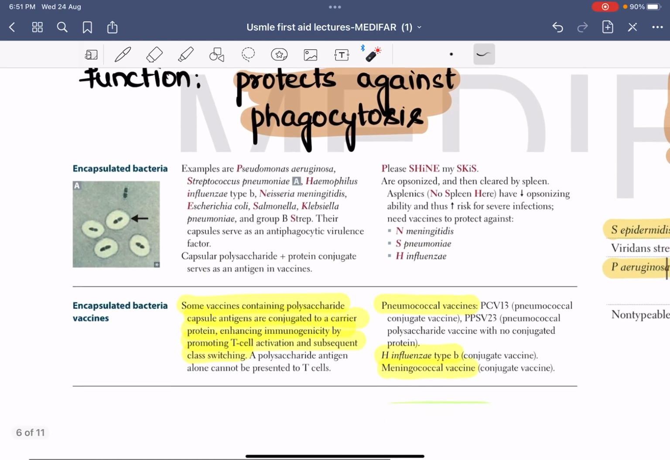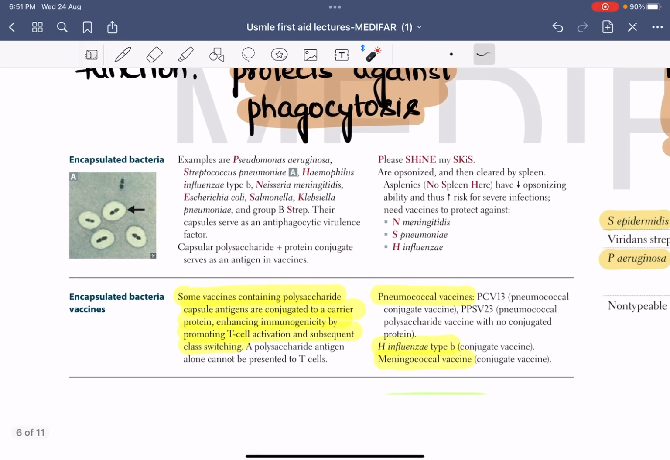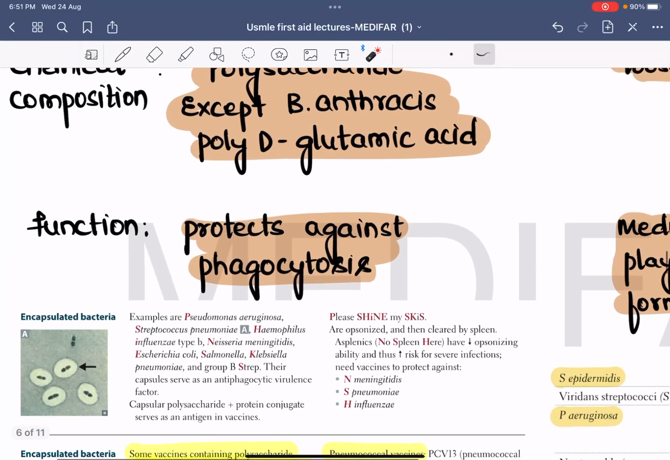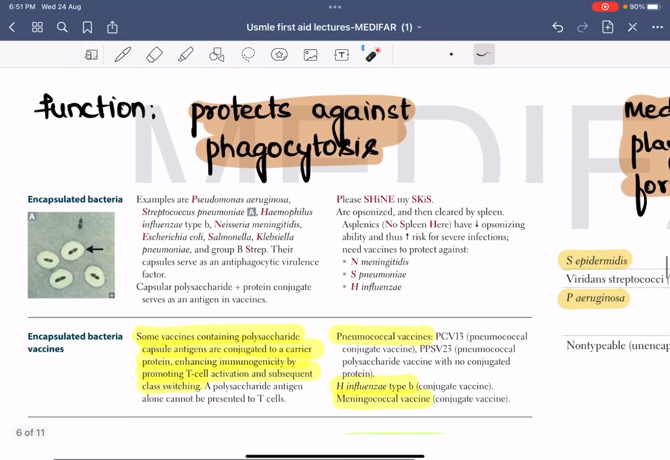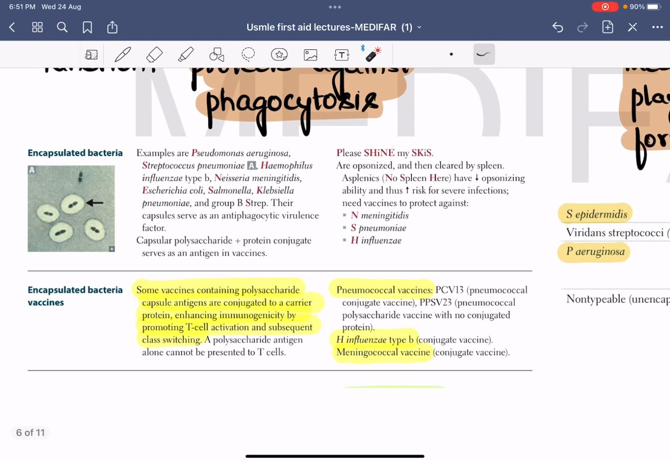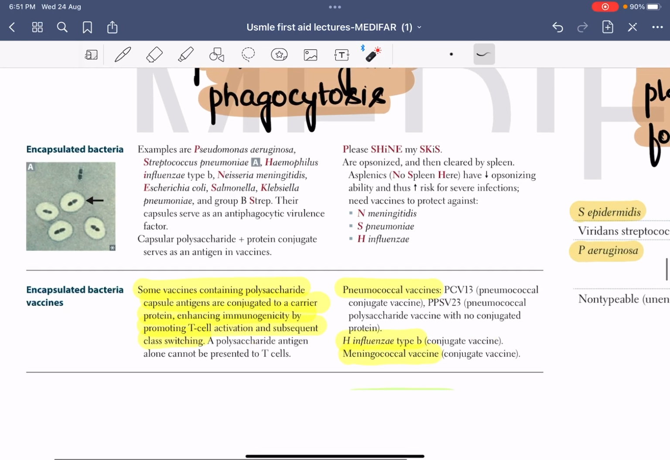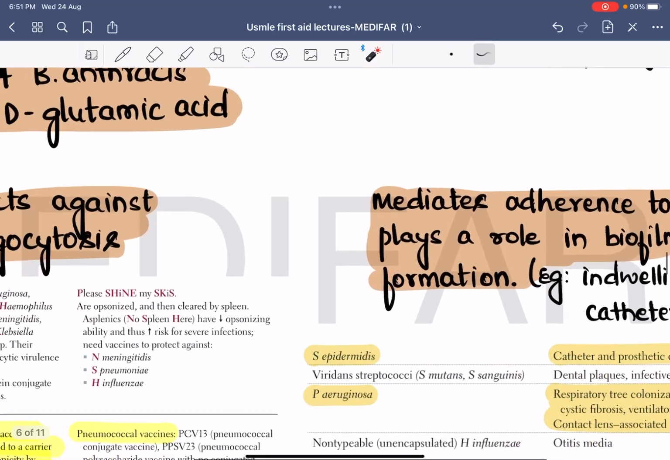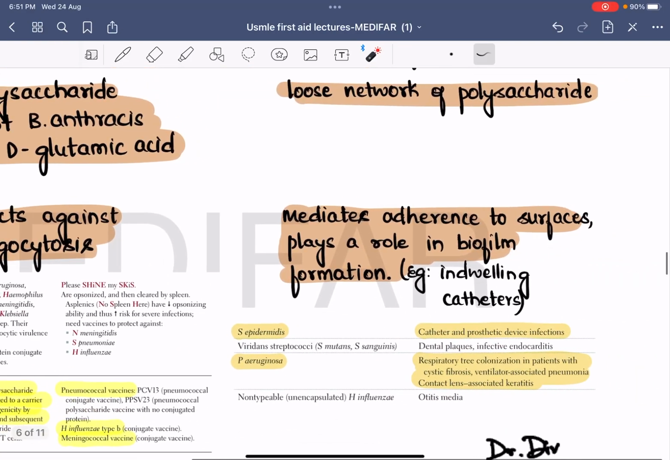So what are the points you need to remember about capsule? Chemical composition: it is polysaccharide. The exception is very important, that is Bacillus anthracis, which has poly-D-glutamic acid. The function is antiphagocytic, and the other clinical importance is that capsular polysaccharide along with protein conjugate are used in vaccine preparation. And you need to remember which are the encapsulated bacteria also.